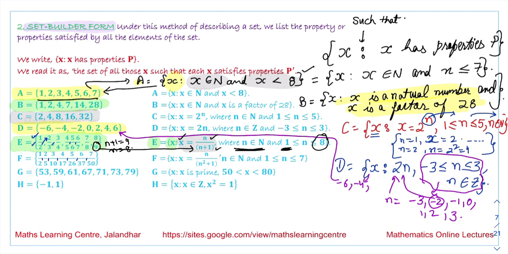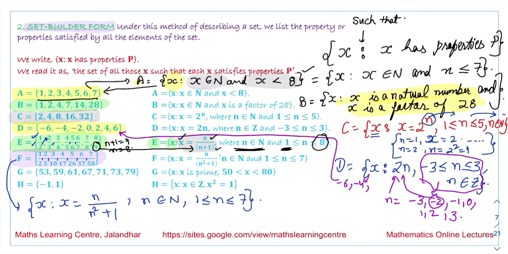The next collection we have is 1 by 2, 2 by 5, 3 by 10, 4 by 17, 5 by 26, 6 by 37 and 7 by 50. So how can we write this collection? We are saying it is x such that x is equal to, now what is the pattern over here? If we put this element as n, then the denominator part is n square plus 1, where n is a natural number and the values of n vary from 1 to 7.